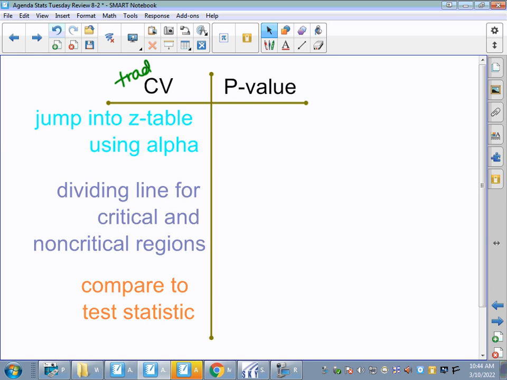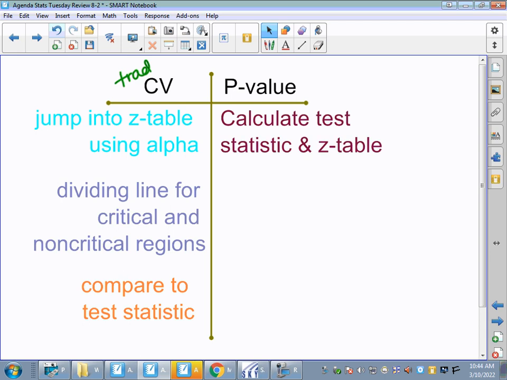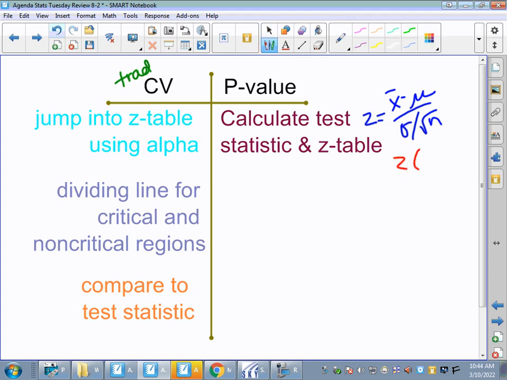So that's our traditional. When we're doing a p-value, remember, we calculate our test statistic. So we use our z formula, x bar minus mu, over sigma over the square root of n. And then we go to the z-table with that number. So the way I've been writing it is z of whatever that test statistic answer is.